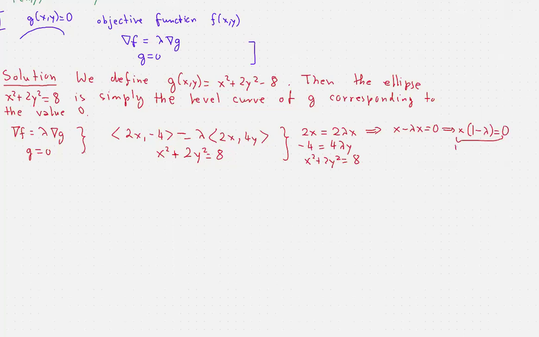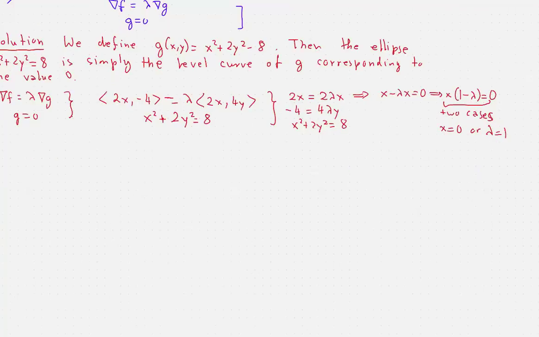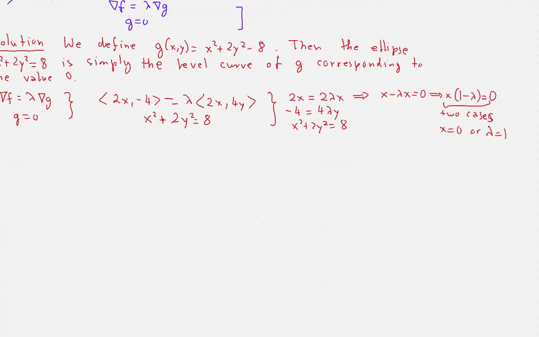Either x is 0 or lambda is equal to 1. Maybe they occur both at the same time. I mean, nobody can dismiss this possibility, even though that's not really what happens. But in any case, now equipped with these two possibilities, we follow down each one of them.